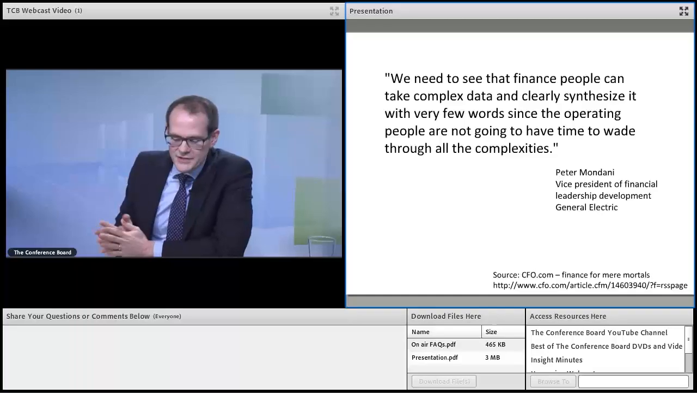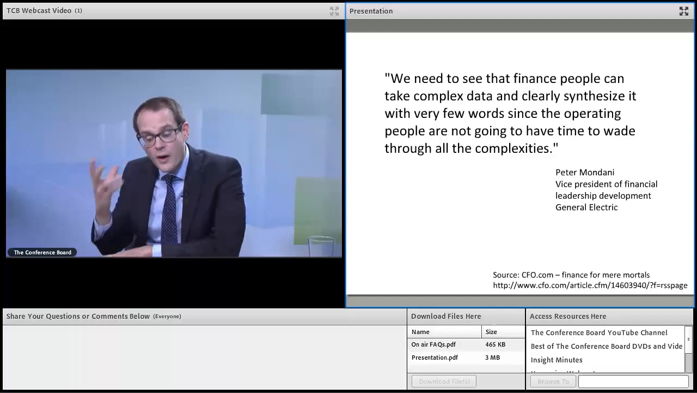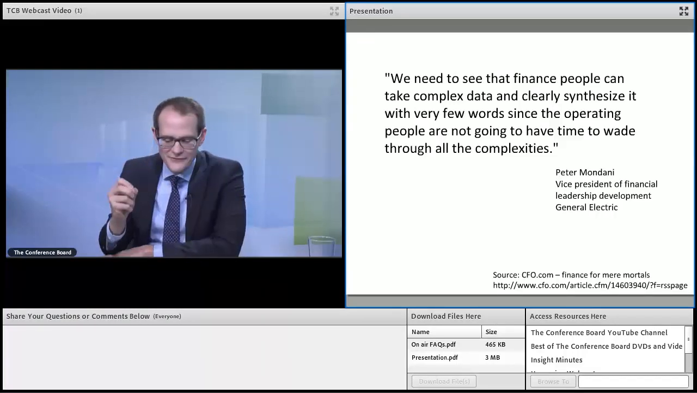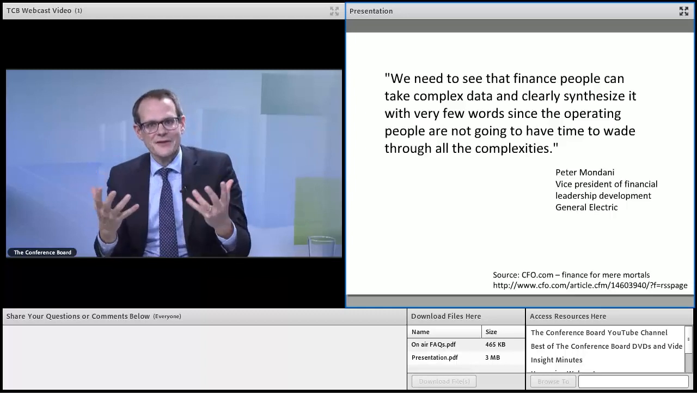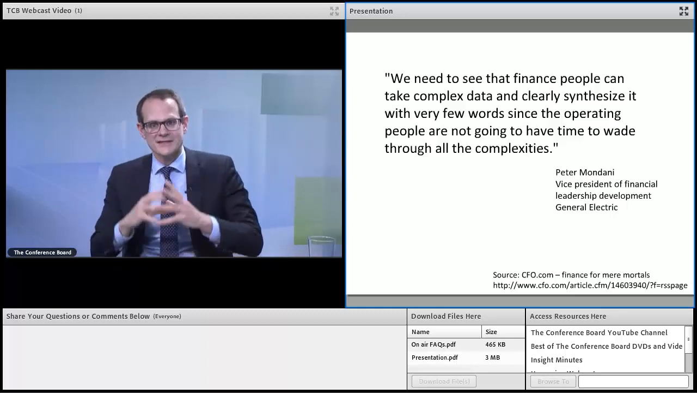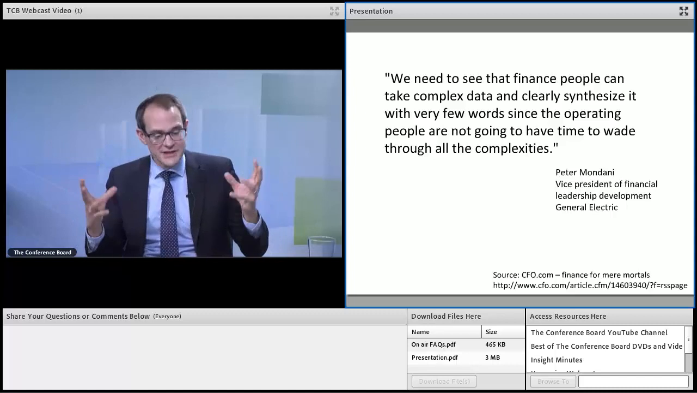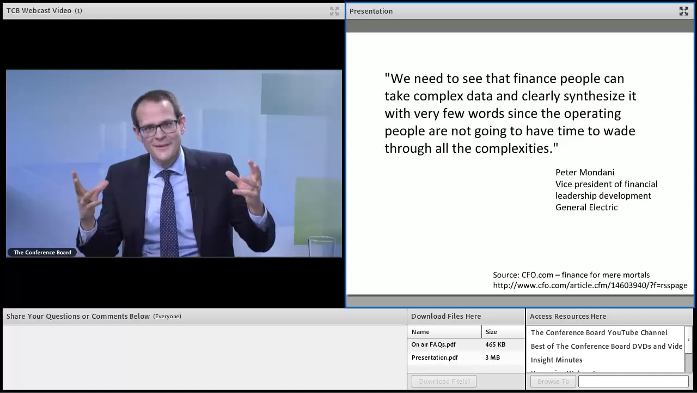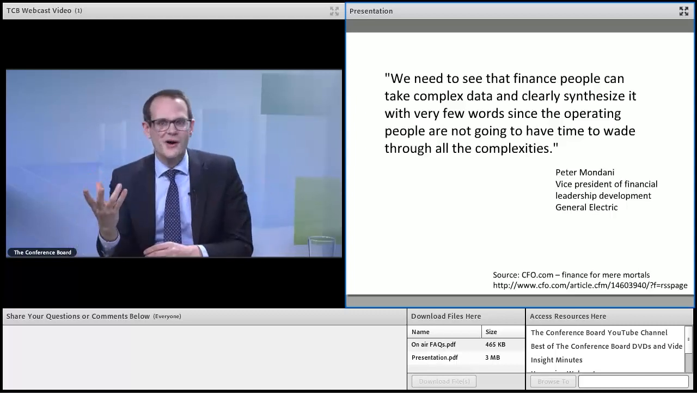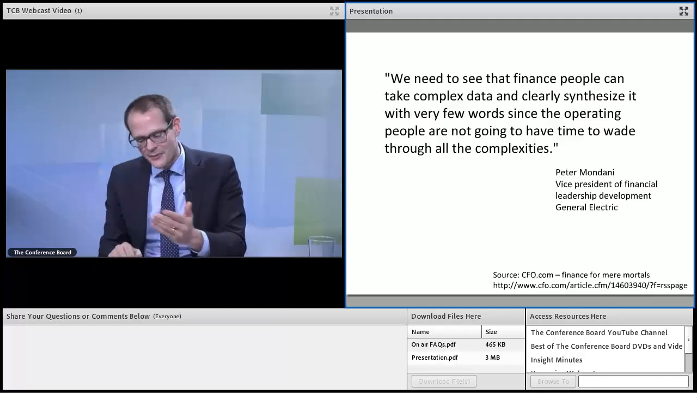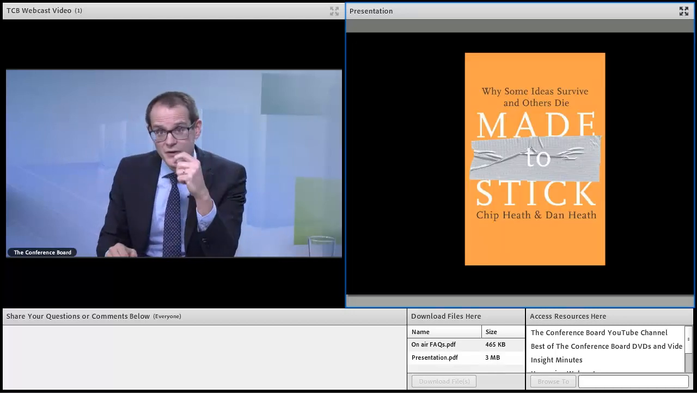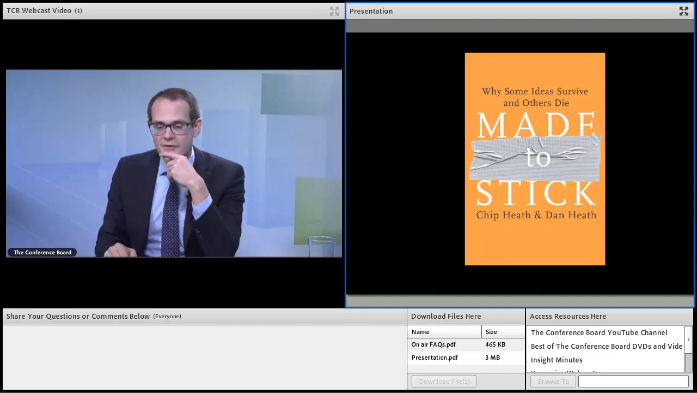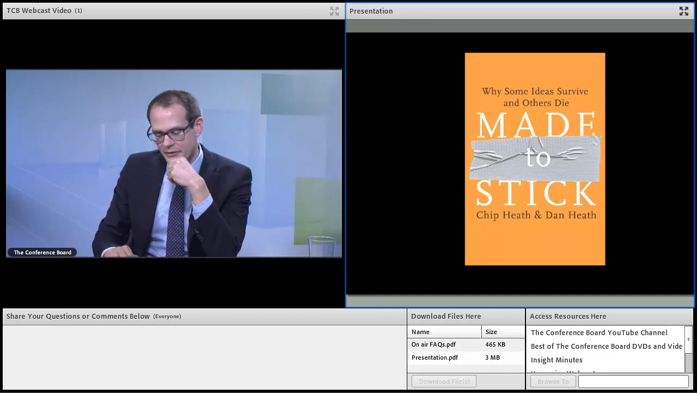Peter Mondani here from General Electric said, we need to see that finance people can take complex data and cleanly synthesize it in very few words. Operating people are not going to have time to do all this. And that's why I present that the enemy of influence is that famous fill-data chart, which some of us might love, but the people we want to exert influence on sometimes don't have the time and not the interest to dive through this. And that's why I want to share with you 3 strategies that combat this a bit, that have worked very well for me in the past, and are also being employed by various companies.